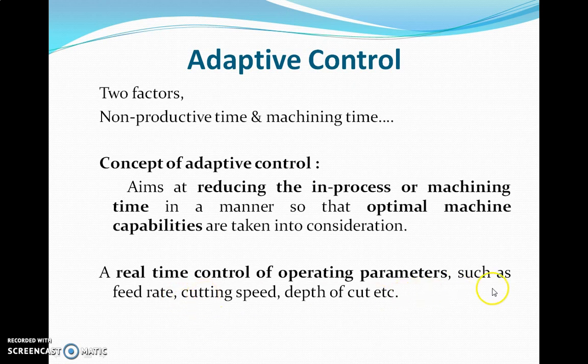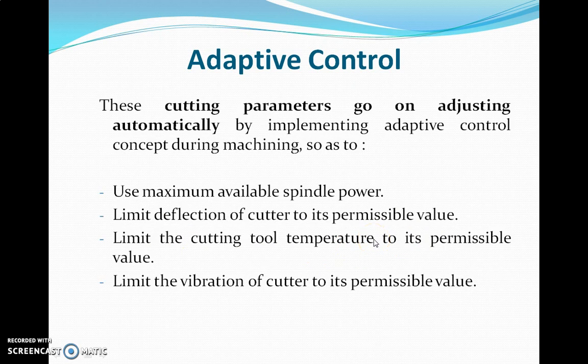While we do the machining, we are going to make sure that these parameters are controlled. Okay, so what are the parameters? The parameters are feed rate, cutting speed, depth of cut, etc. So once again, let me repeat. The concept of adaptive control aims at reducing the in-process or machining time in a manner so that optimal machining capabilities are taken into consideration. Right? Now when we apply adaptive control, the cutting parameters go on adjusting automatically.